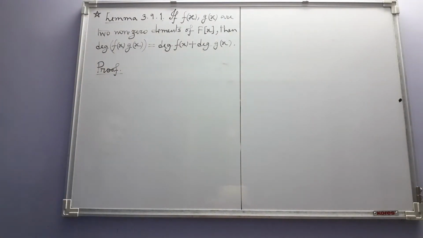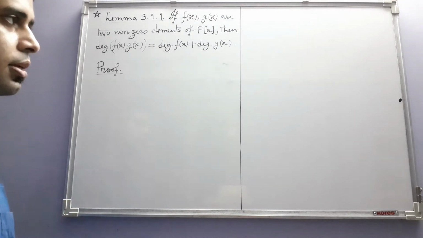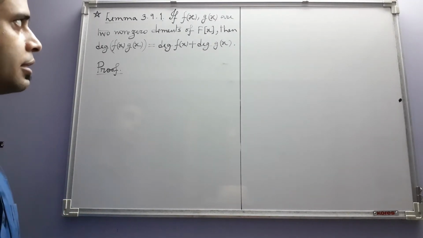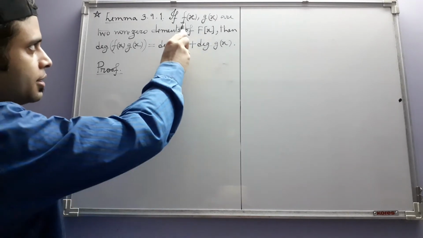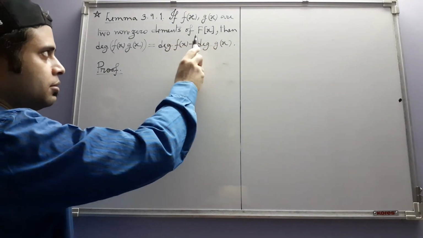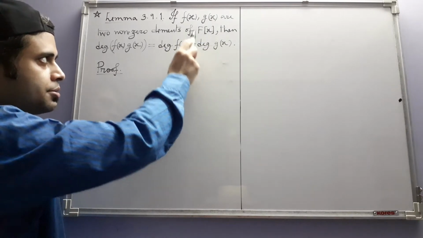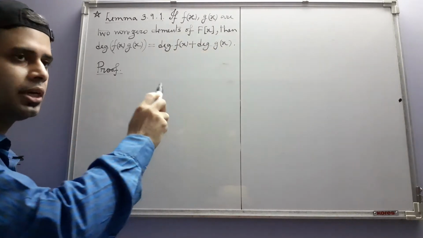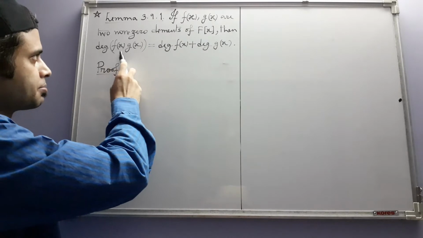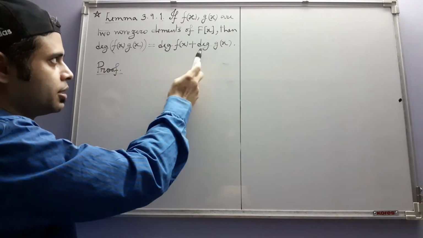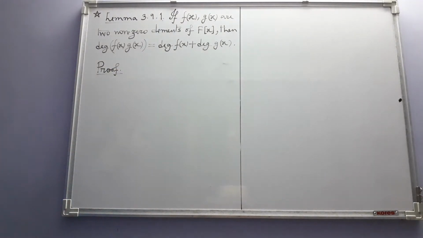So let us look at the first result of this section. Here we are given two non-zero polynomials f(x) and g(x) over the field F, that is two non-zero elements in this polynomial ring. Then we have to prove that the degree of their product is equal to the product of their degrees.